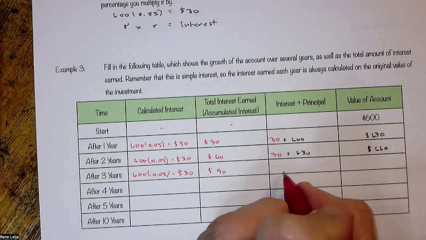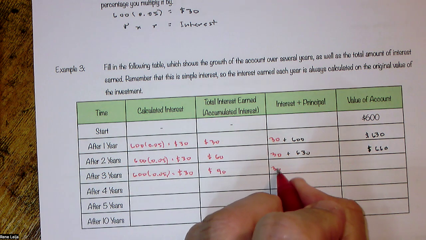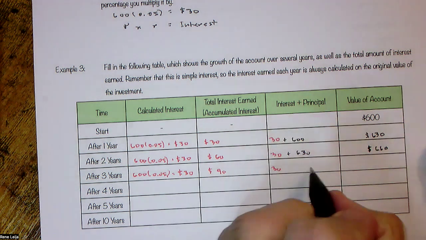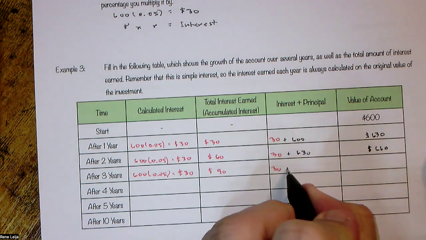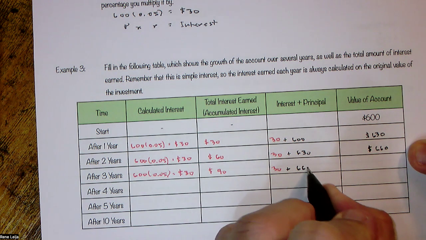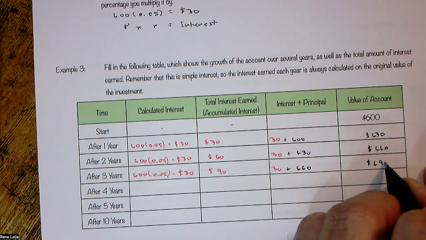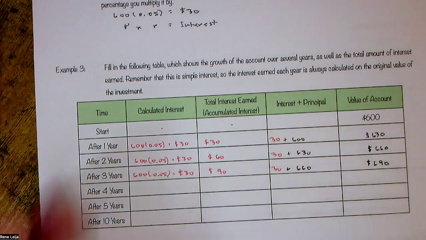Okay. Now, how much interest did we earn after year three? That was $30. And then I'm going to add that to the previous amount that I had in my account, which was the $660. And that's going to give me $690. Okay, I'm going to do this again.